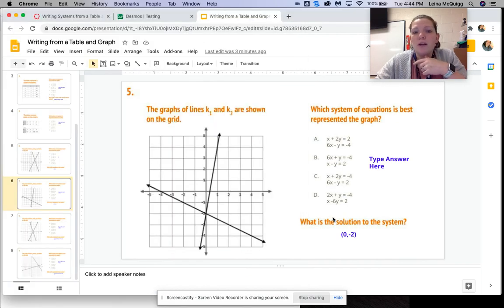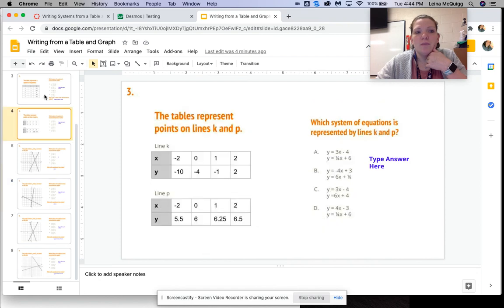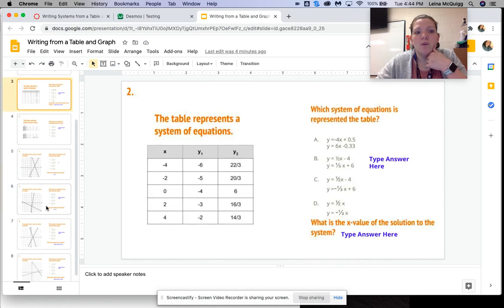So this is one way. You can just find your solution and plug it into all the options. The other way would be to solve all these equations for y and plug them into Desmos. Okay? So I want you to go ahead and finish out 3 and 4.